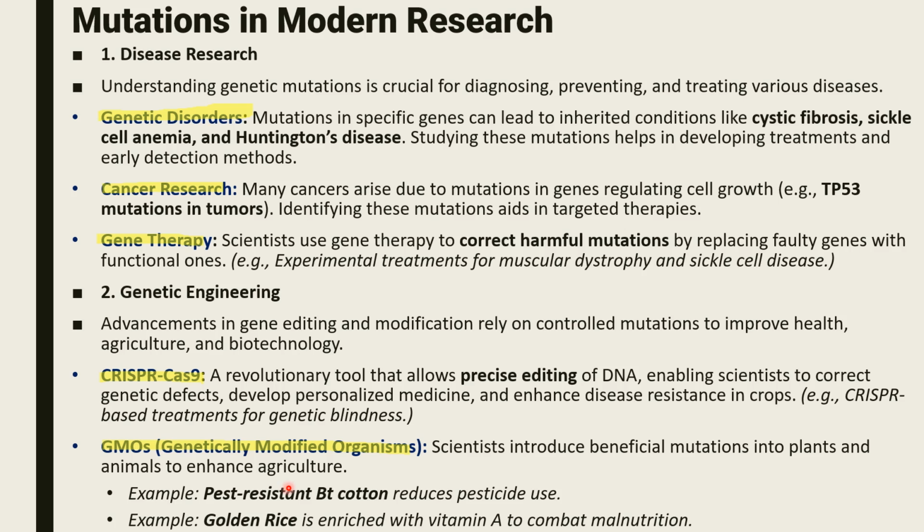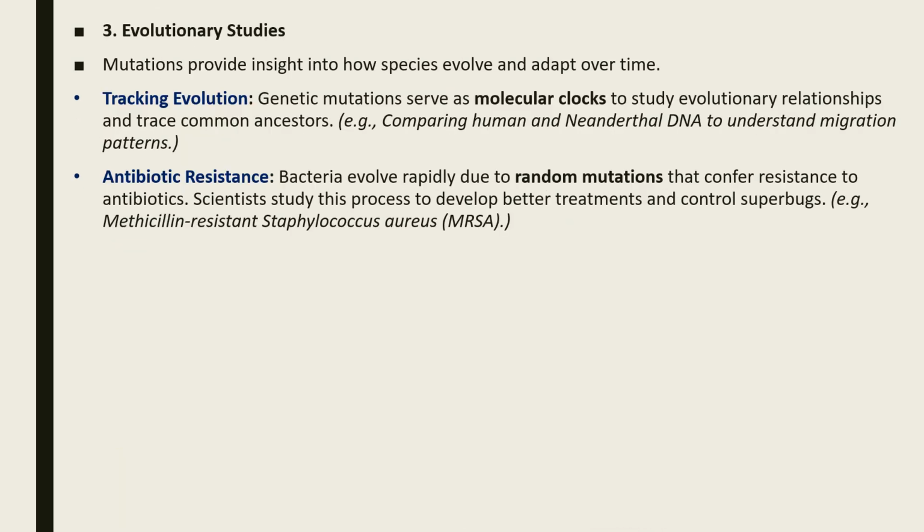The last one is GMOs, genetically modified organisms. Scientists introduce beneficial mutations into plants and animals to enhance agriculture. For example, pest-resistant Bt cotton reduces pesticide use. For example, golden rice is enriched with vitamin A to combat malnutrition.